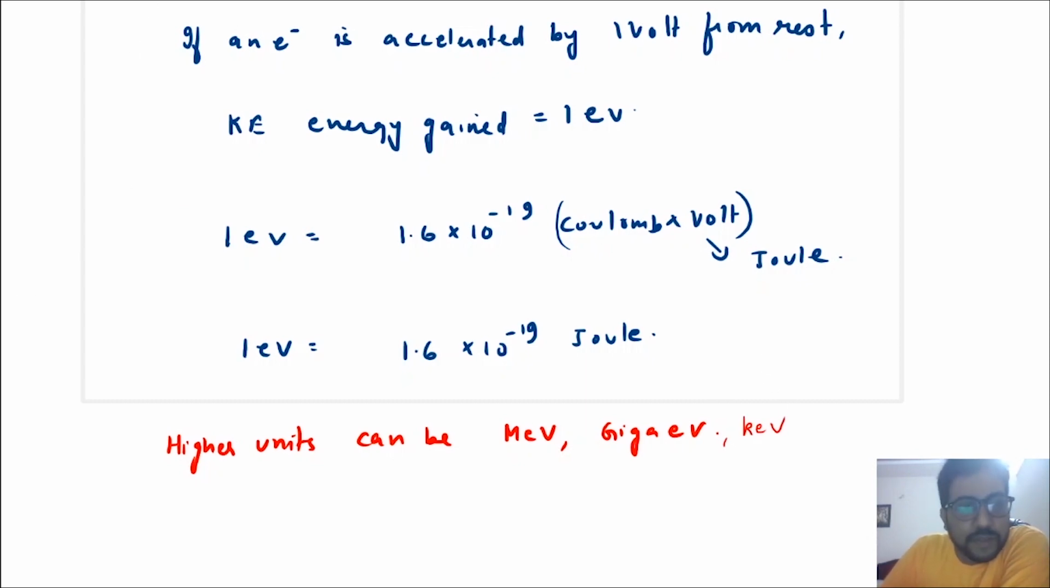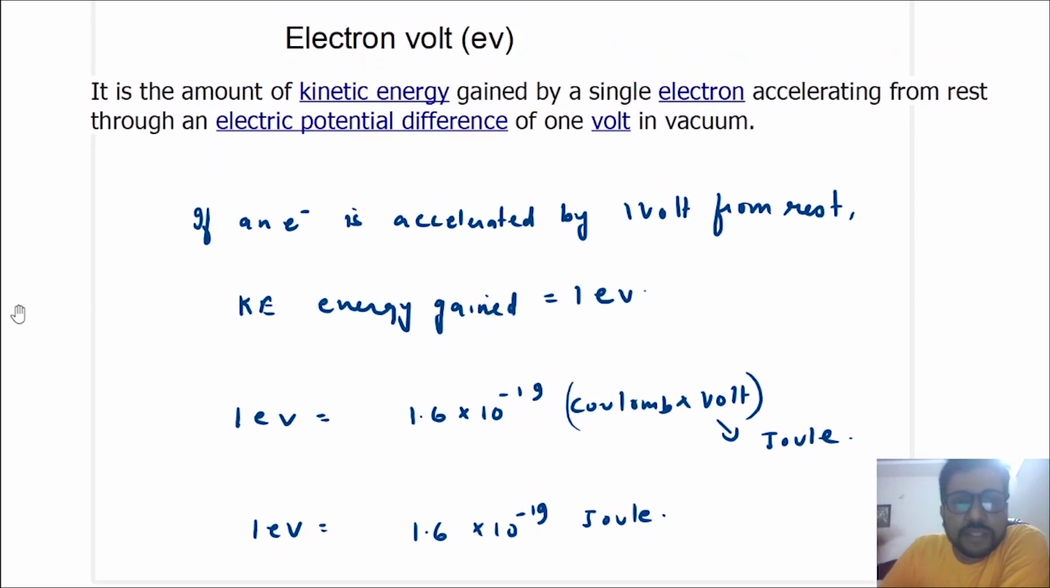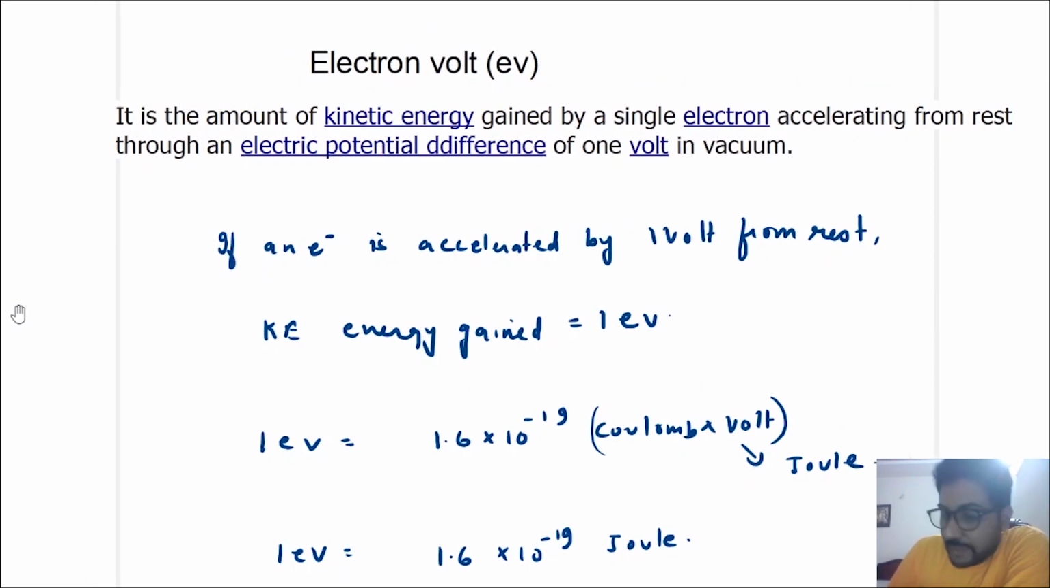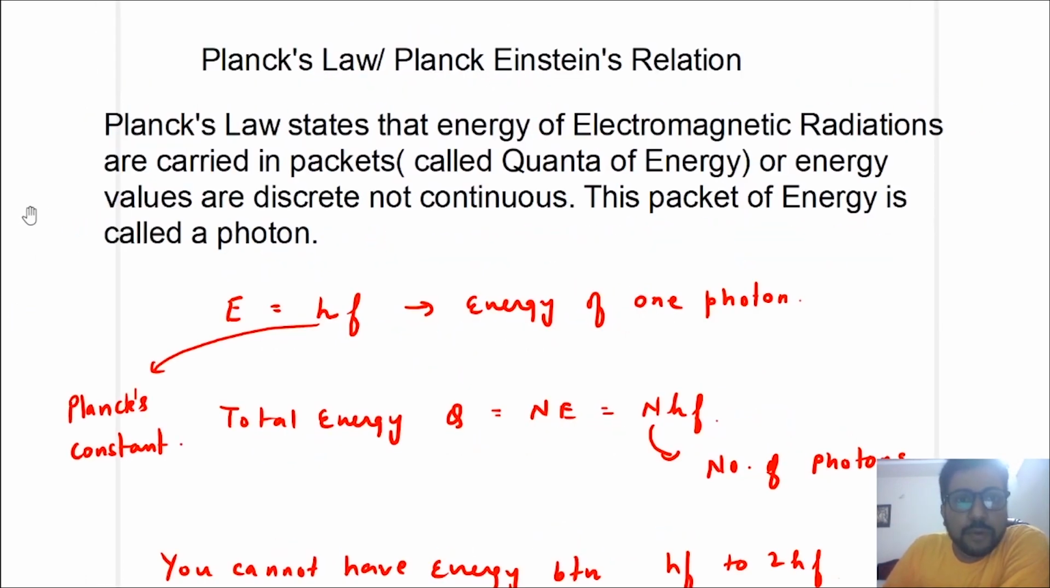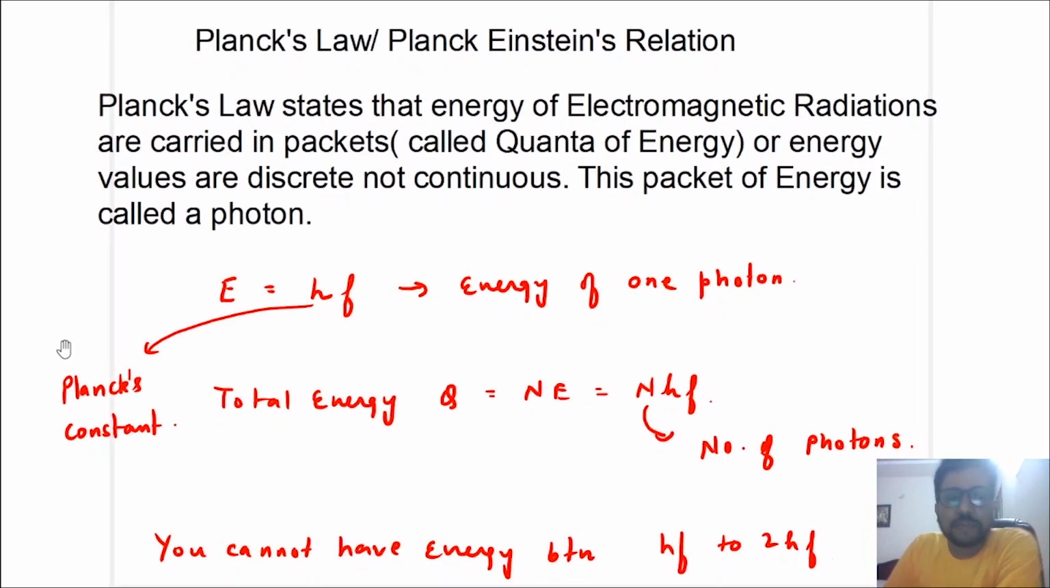So the first thing that we have discussed before starting the chapter is defining what is 1 electron volt, because predominantly in this chapter we will be using the unit of energy in terms of electron volt, kilo electron volt, or mega electron volt depending on the situation. Now the next thing that we have to discuss is Planck's law or the Planck-Einstein relation.